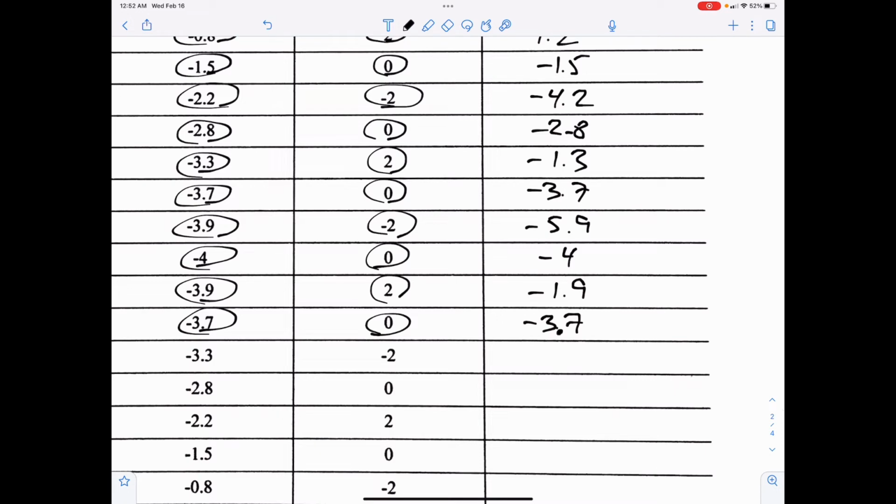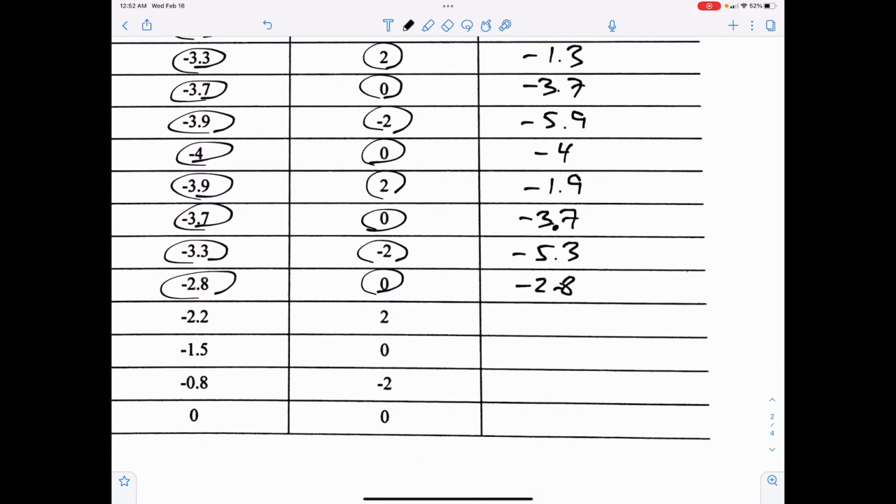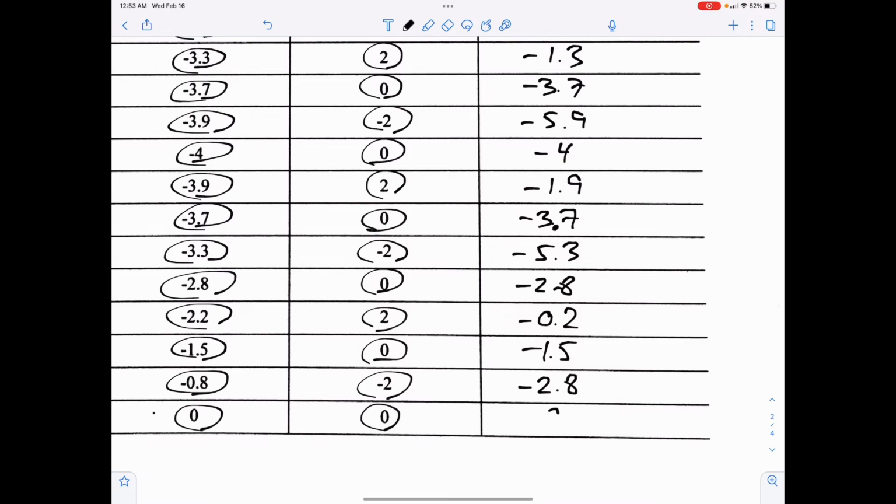Okay, and then negative 3.3 minus 2 will be negative 5.3. Negative 2.8 plus 0 is negative 2.8. Negative 2.2 plus 2 would be negative 0.2. Negative 1.5 plus 0 is negative 1.5. Negative 0.8 minus 2 would be negative 2.8. And then finally, 0 plus 0 would be 0.